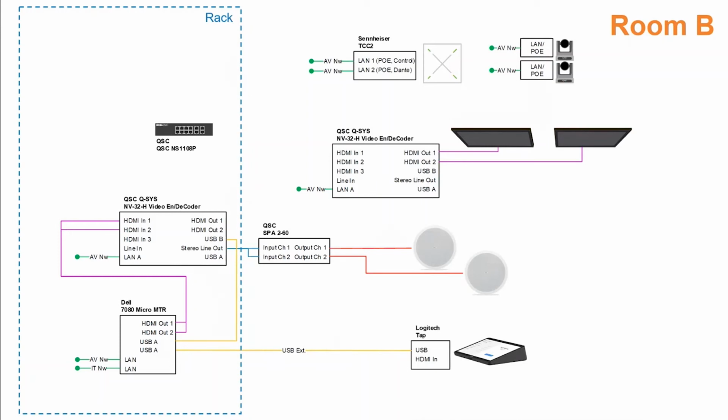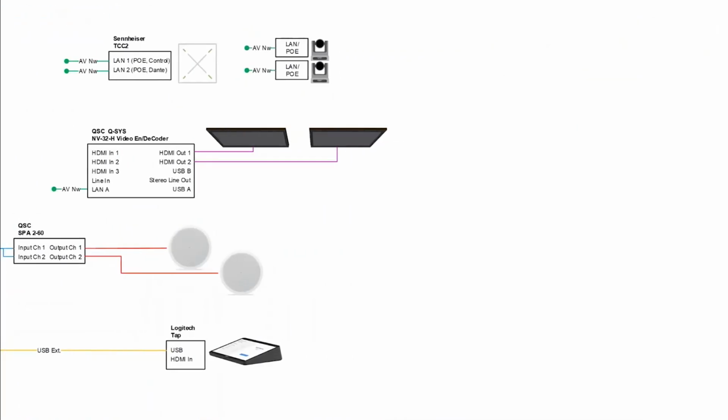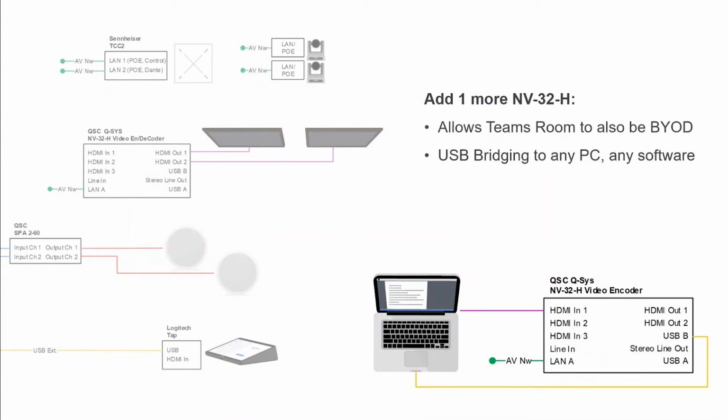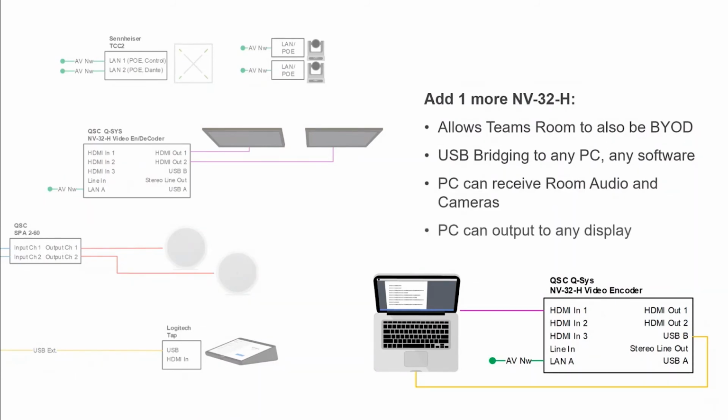So to do that, if we just add something like another NV32, that could be under the table perhaps for a laptop, it basically turns the room into a bring your own device room. This means you can do USB bridging to that PC from any of the cameras to any software that supports USB, which is obviously most things. The PC is going to receive the room audio and the cameras as well. And also that PC going into an NV can output to any display as well.